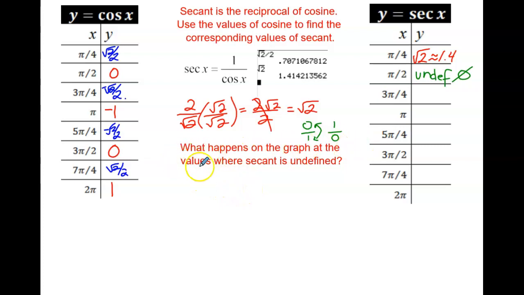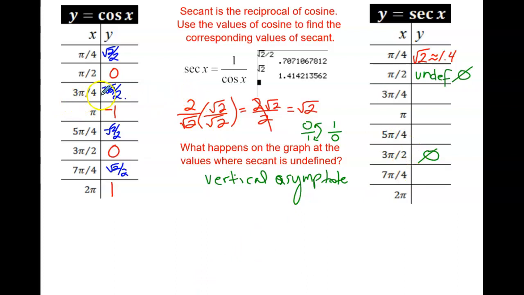What happens on the graph at values where secant is undefined? That is where we're going to place a vertical asymptote, just like we did with the cosecant function where it was undefined. So our first vertical asymptote is going to be at pi over 2. We see here at 3 pi over 2, the cosine is 0, which means the secant will be undefined, so we'll also have a vertical asymptote at 3 pi over 2.